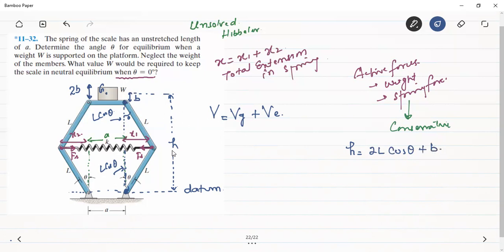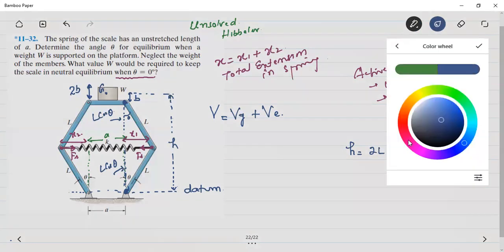So this is the total height of the center of gravity of this block from the datum. It is equal to the summation of this L cos theta and this L cos theta, and also the height of this center of gravity from this horizontal link. If I take this length to be 2b, then the height of the center of gravity from this horizontal link will be b. Therefore the summation of all these three heights will give us the total height of the CG of this block from the datum. Once we have found the height, we will be in a position to write the gravitational potential function.